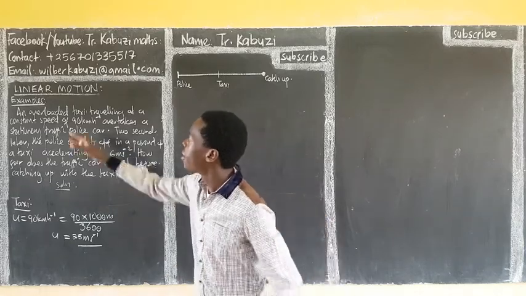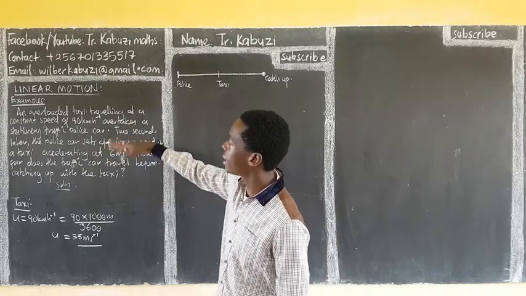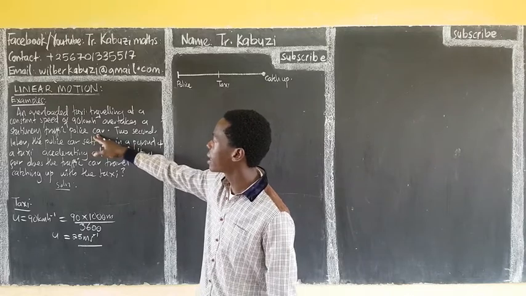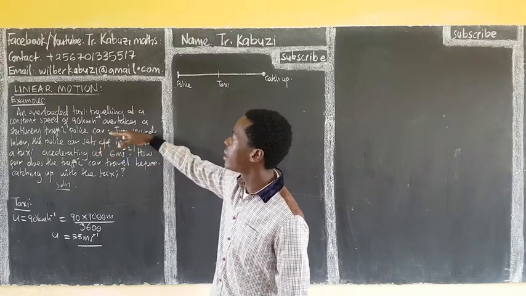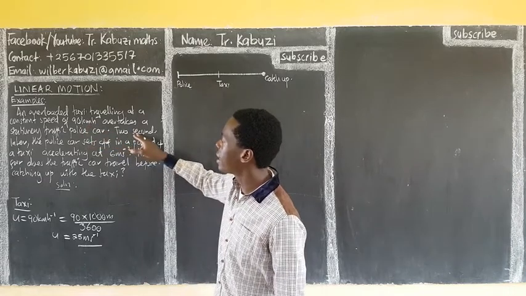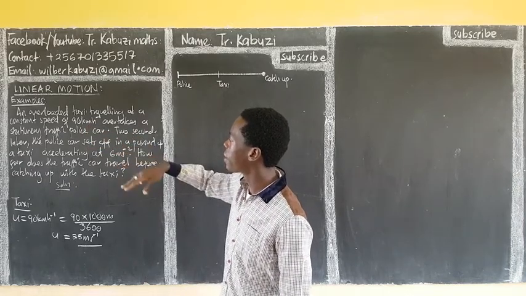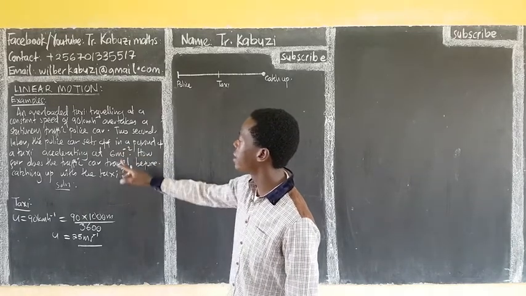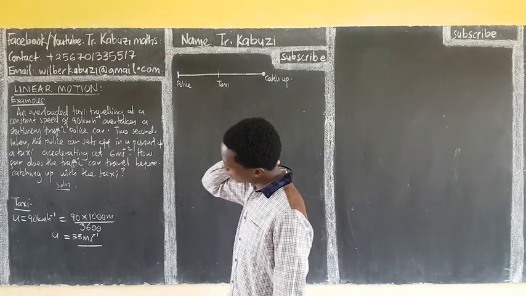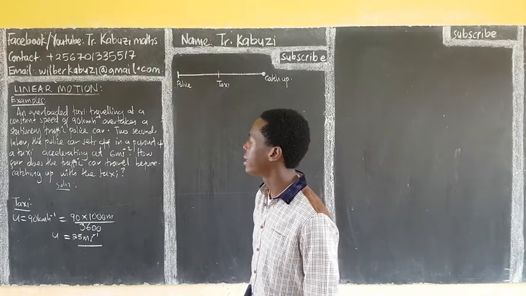So, an overloaded taxi traveling at a constant speed of this overtakes a stationary police car. Why is this one in kilometers per hour? 2 seconds later, the traffic police car sets off in pursuit of the taxi, accelerating at this. How far does the traffic car travel before catching up with the taxi?